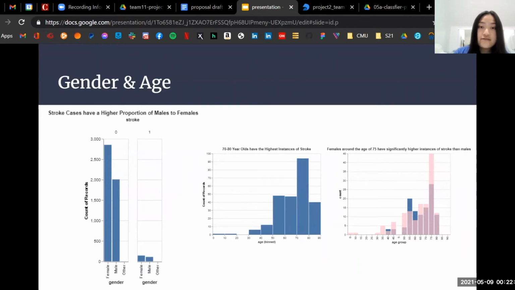Additionally, for each decade of life after age 55, your chance of having a stroke more than doubles. In our data, we found that 70 to 80-year-olds were the largest group in the stroke cases, despite not being the largest group in the dataset overall, as you can see in the middle figure. And combining these factors, we can also see that female patients around the age of 75 had a much higher number of stroke instances than any other group.